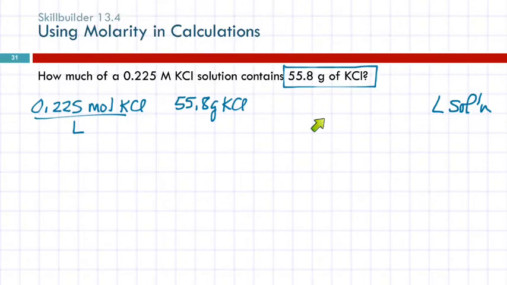What do we need to go to in the middle here? Moles. So we go to grams. Grams of KCl to moles of KCl using the molar mass, and then moles to liters using the molarity.